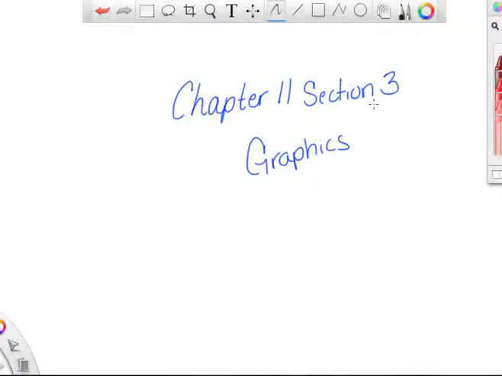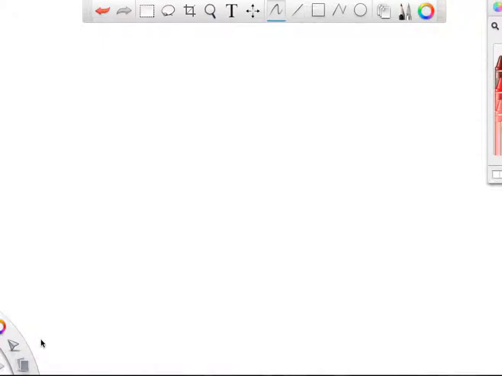Today we're going to talk about Chapter 11, Section 3, Graphics, and these graphics have to do with air pressure. Okay, so number one asks, does air have mass? And the answer is yes, air has mass.